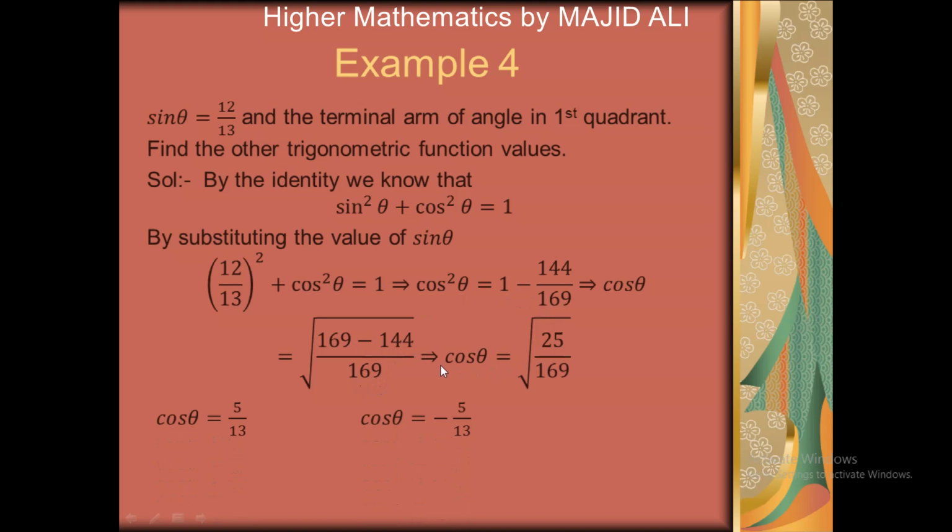We have two values of cos theta. The square root of 25 is 5. The square root of 169 is 13. One cos has a positive value and the other cos has a negative value. But here the given condition is that the angle is in the first quadrant. So in the first quadrant all the trigonometric functions are positive. So we select the value cos theta equal to 5 over 13.